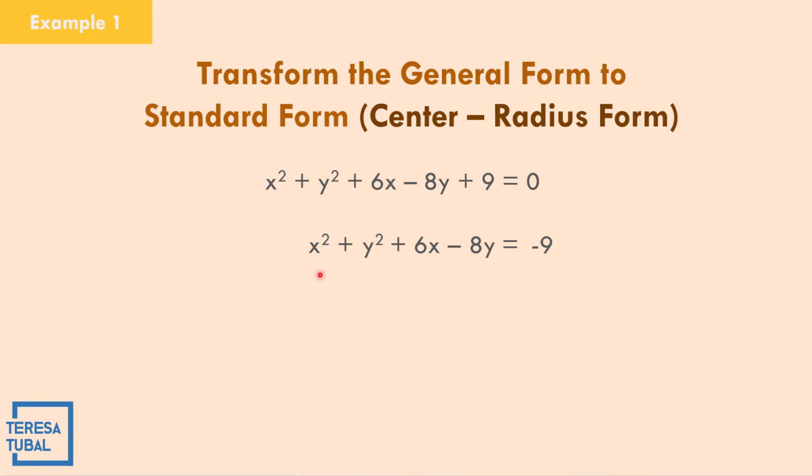So let us combine all x. So that becomes x squared, write the parentheses, plus 6x plus the blank, to make the given a perfect square trinomial. Afterwards, proceed to y. So plus, parentheses, and then y squared, minus 8y plus the blank, to make the given a perfect square trinomial is equal to negative 9.